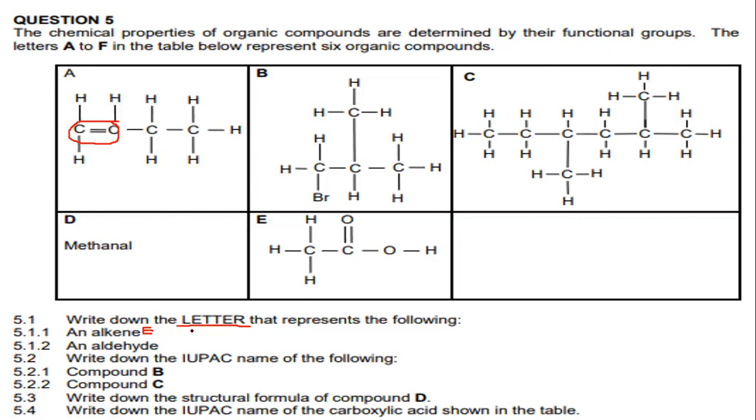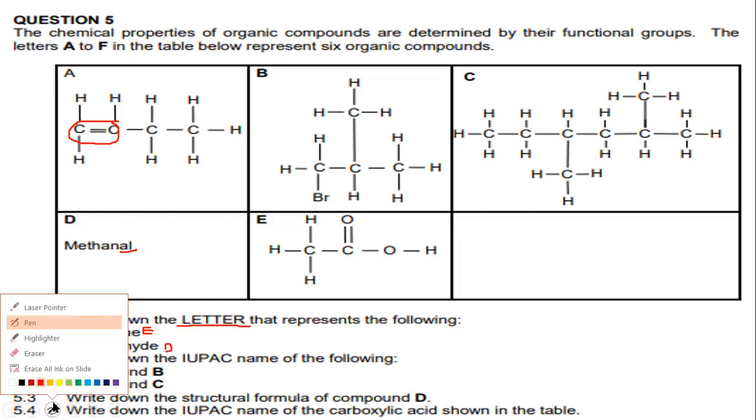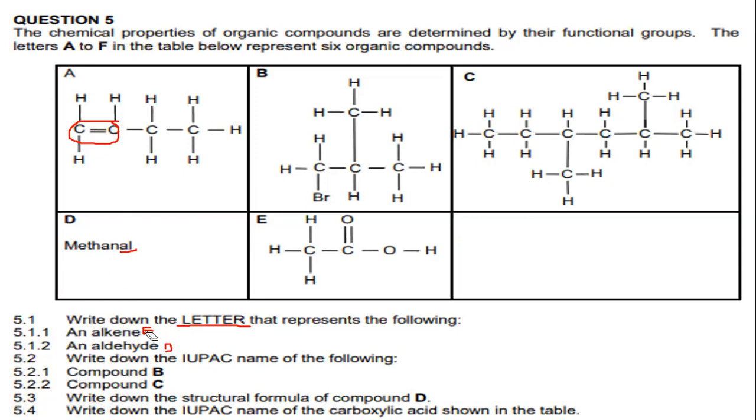Then we must write a letter that represents an aldehyde. Remember, aldehyde, their names end with al. So when I say methanol, you definitely know that I'm talking about an aldehyde. So our answer there is D. Just some correction there. You see, I'm saying the answer is A, but then I write E. Right. Just to fix it there for you, we definitely said A is the alkene, and then D is the aldehyde.